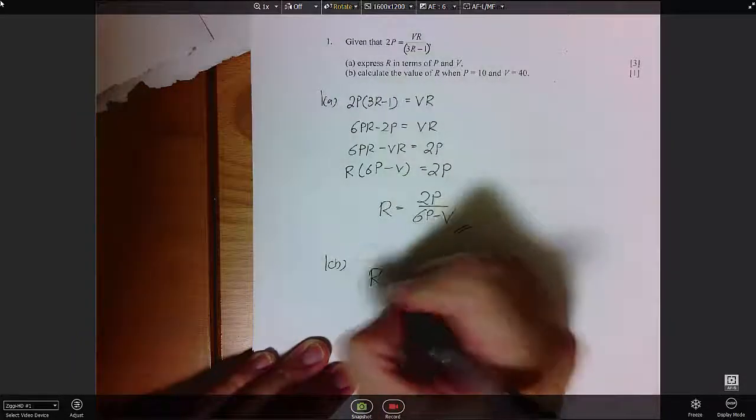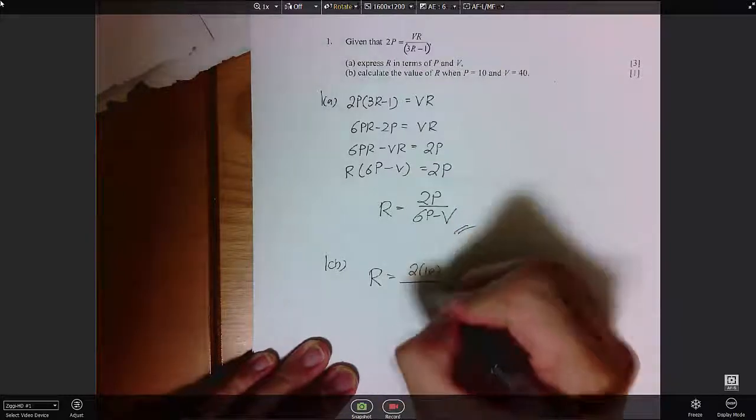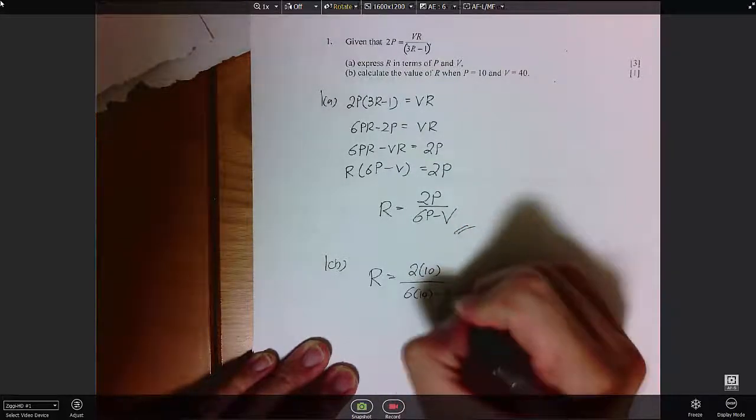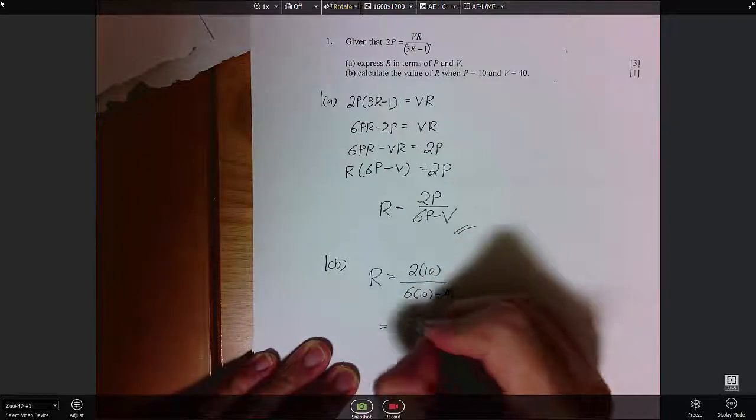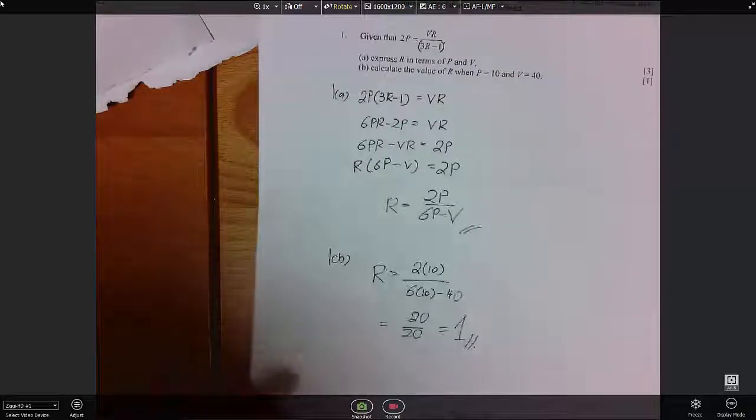1b. Find the value of R when p is 10, v is 40. P is 10, v is 40. So in the end you will get 20 upon 20. R value is simply equal to 1. Okay, that's 1a and 1b. Quickly now, let's move on to question 2.